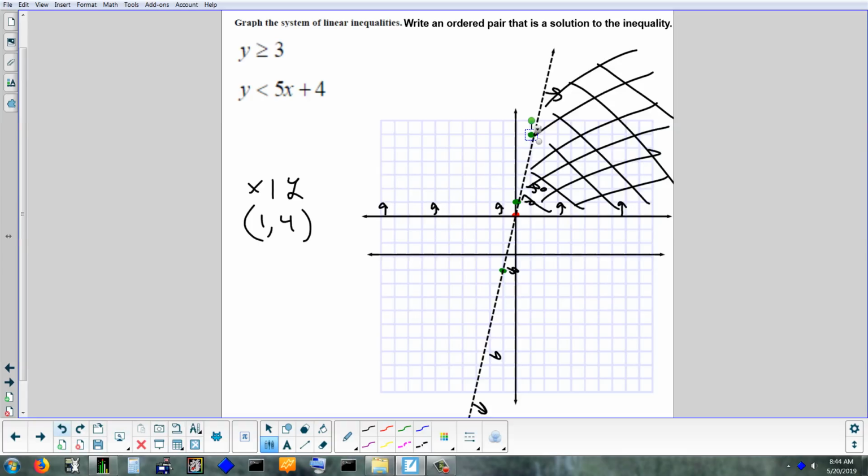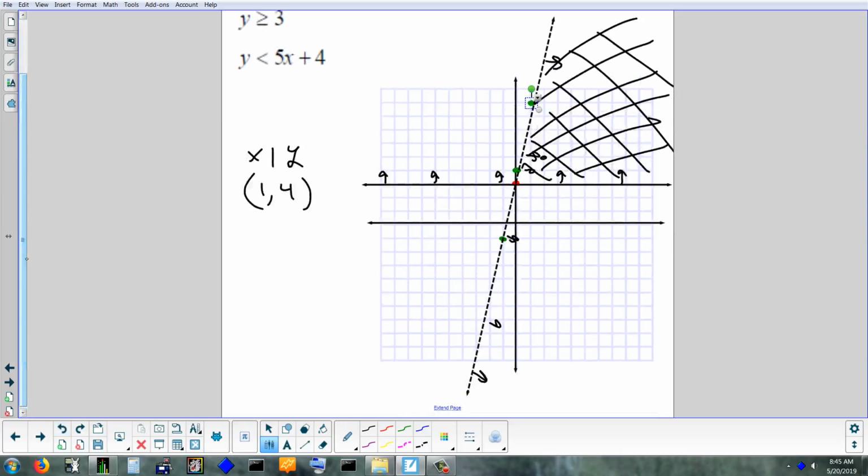Now, does the shading stop right on the edge of the screen there? No, the shading keeps going to the right and up forever. It just keeps shading, but that's the only room I have on the screen. Any questions on that?